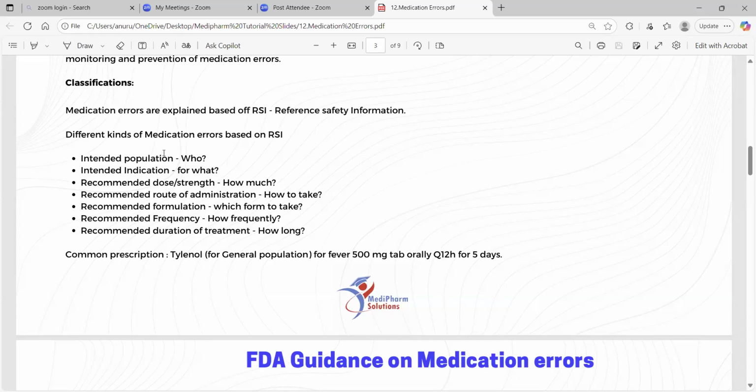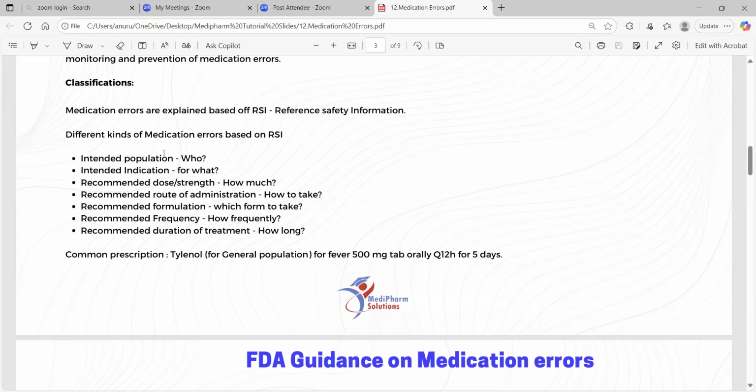Recommended dose and strength. Any medication should be given in certain strength to every individual based on the body weight, age, and everything else. But if any other dose or strength is taken which is not prescribed, that can also become a medication error. Any kind of other route of administration, how to take it. Suppose there is an injectable which you are supposed to take intramuscular, but you took it subcutaneously, that can also become a medication error.